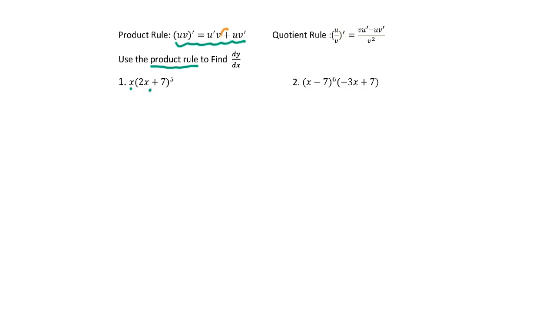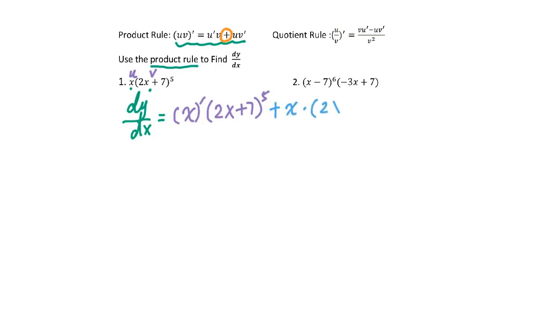Since here it's adding, order doesn't matter. Therefore, you will get dy/dx. Let's think of this as u, and this as v. So we will do the derivative for this u, and your v stays. Then plus, we just switch. This time x stays, and then you do the (2x + 7) to the 5th power. We do the derivative.